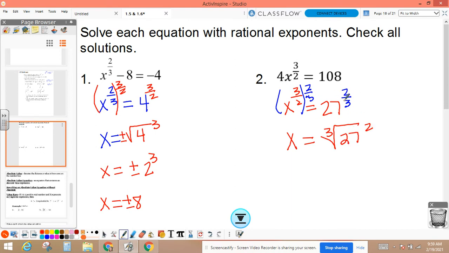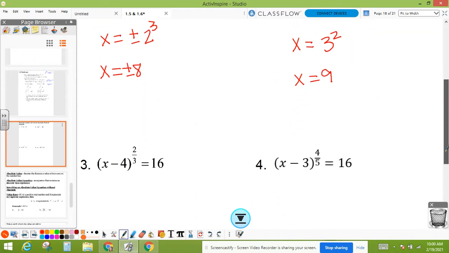Can you just type this in your calculator and get an answer? Absolutely, but your calculator is not going to give you the plus or minus. So taking the time to do this, we see that we have an odd root, so we do not need a plus or minus. We know the cube root of 27 is 3. And we know 3 squared is 9. And if you go back and check your answer, if you do 9 raised to the 3/2 power, you get 27 times 4 is 108. So we know it works.